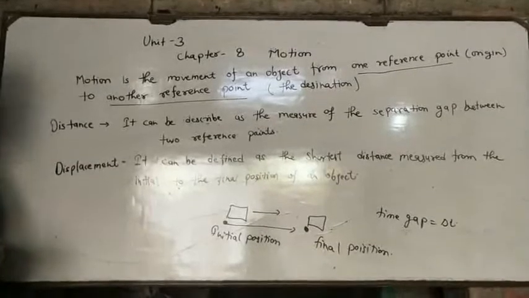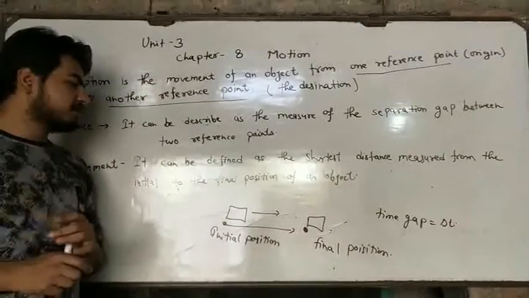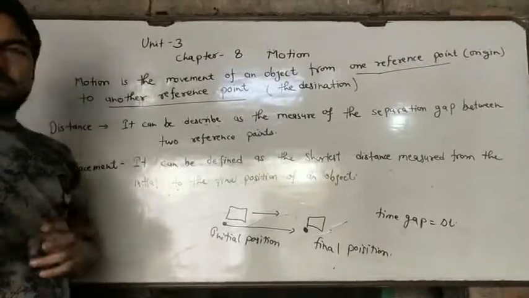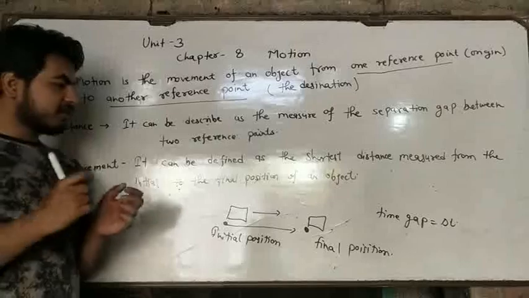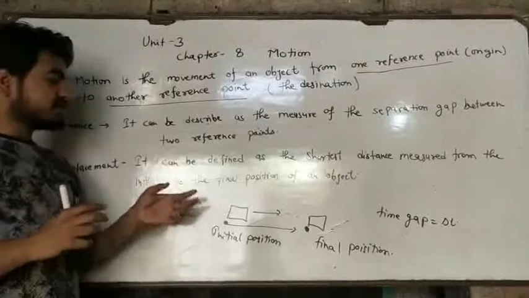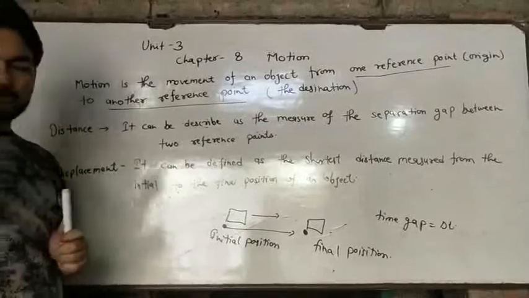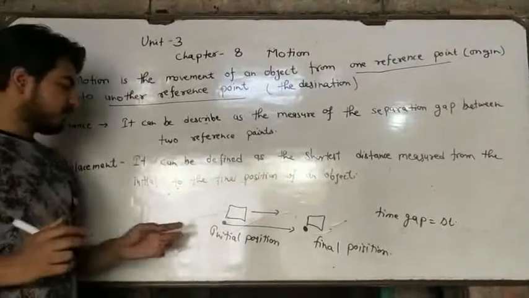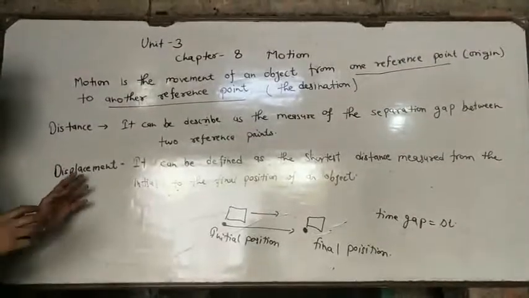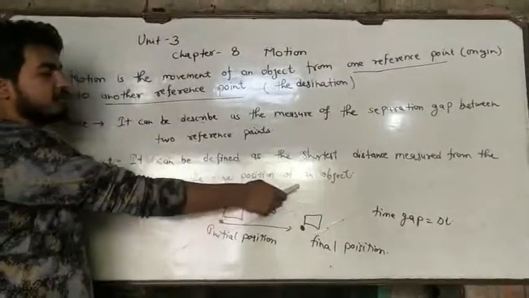So what is displacement? If our object moves from one place to another place and then returns to the initial point, distance is the length of the path and displacement is the original distance between the initial and final position. If the body comes back to the initial position, displacement is 0. Displacement can be defined as the shortest distance measured from the initial to the final position of an object.